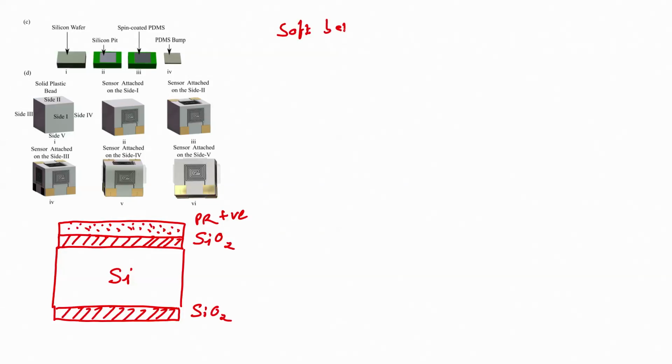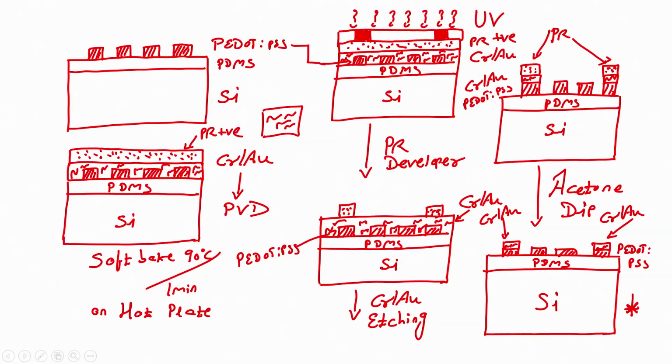Of course, wherever we are, I am not writing hard bake every time. For example, after developing with the PR developer, before the chrome etchant we had to perform hard bake. We know it, after the PR developer this will look like this. After that we have to perform hard bake at 120 degrees for 1 minute on a hot plate, we know it, right. So, I am assuming that now you guys know when to perform soft bake and when to perform hard bake.